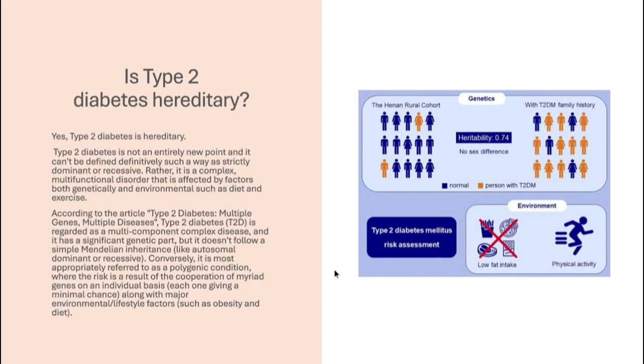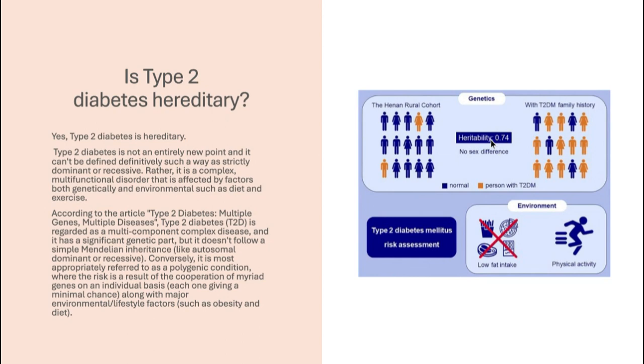The text on the slide explains that genetics play a significant role. For example, the chart on the right shows a heritability score of about 0.74, which means there is a strong genetic influence. Also, people with a family history of type 2 diabetes are more likely to develop it. But genetics alone don't determine everything.